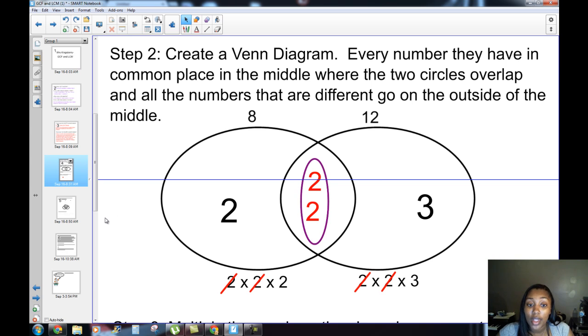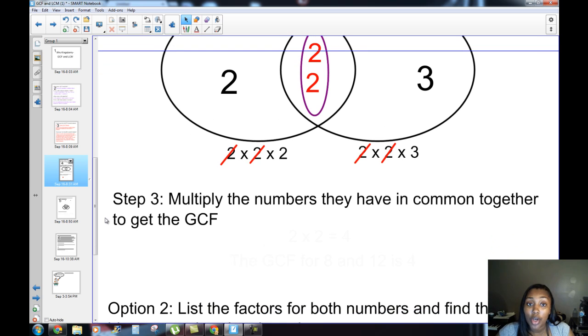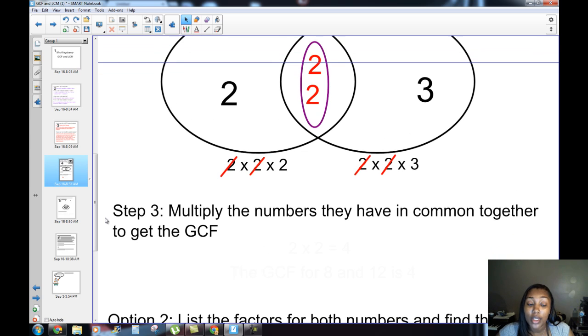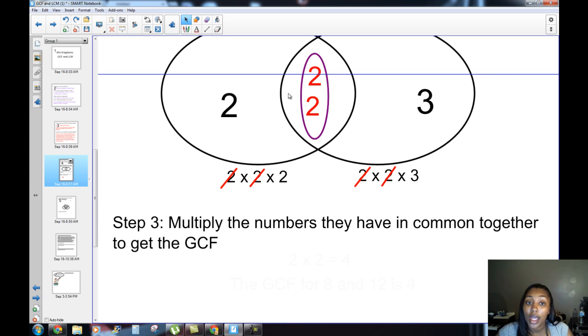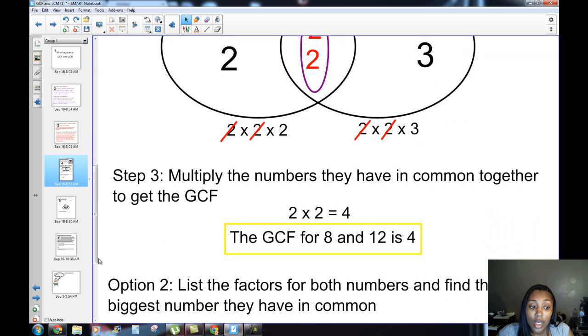So after you create the Venn diagram and you fill it in, you're on to step 3. And step 3 is that you're going to multiply the numbers they have in common together. So I know that the numbers they had in common was 2 and 2. So I know 2 times 2 gives me 4. And that actually means that the greatest common factor for 8 and 12 is the number 4.